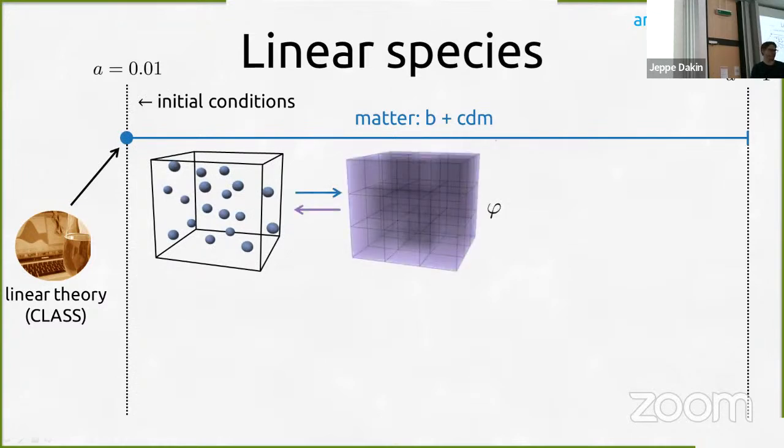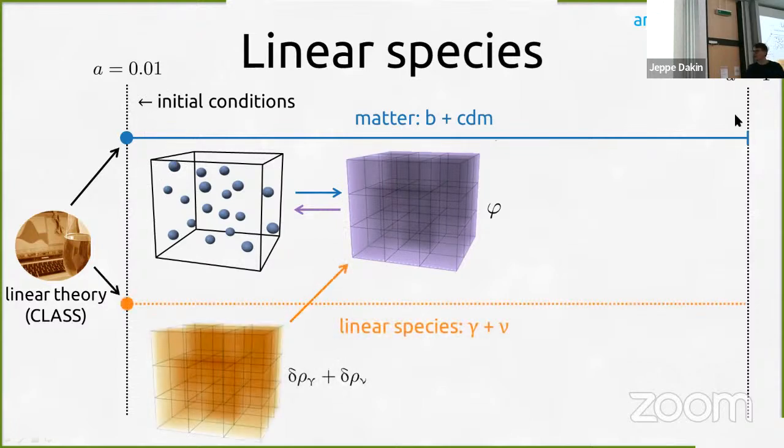And then we solve it using this PM scheme to get the gravity. So here we compute the potential, and that gives us forces back to the particles. And we use this to propagate through time. Now we also use CLASS to create a density field, the total density field of the photons and the neutrinos, and use this as a source of this field as well. So through this field, the photons and the neutrinos now interact, or give a little kick to the particles. It's a one-way force, but that's fine.